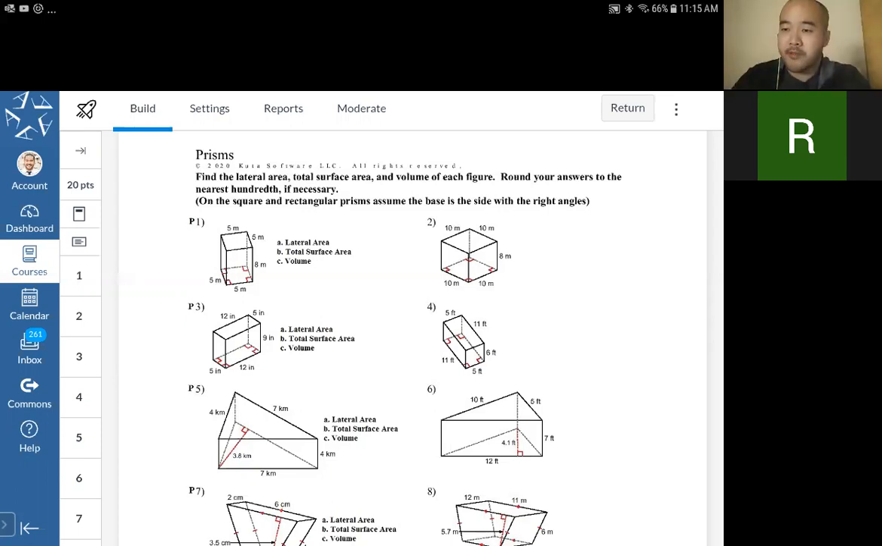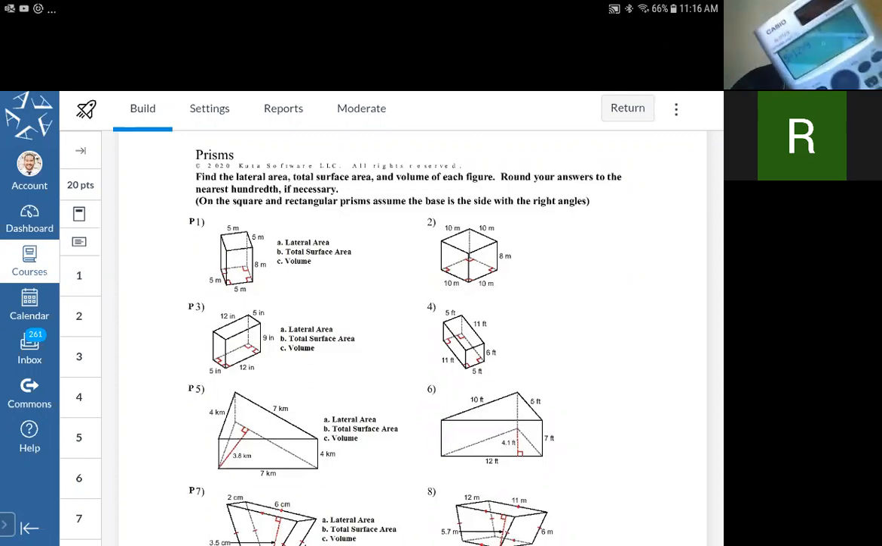Then to do your total surface area, you add 2 times the top and the bottom. The top and bottom are both 5 by 12. So the total surface area is 426. And then to find the volume, it's length times width times height. 5 times 12 times, what's the height? 9.